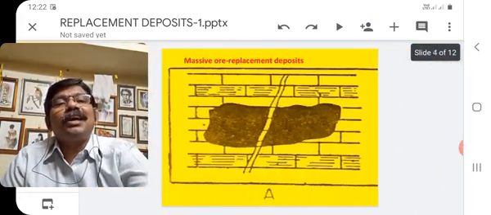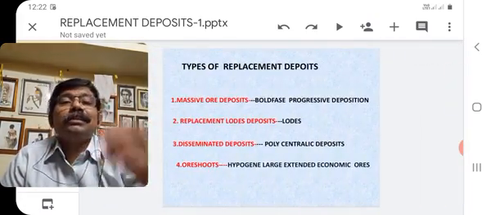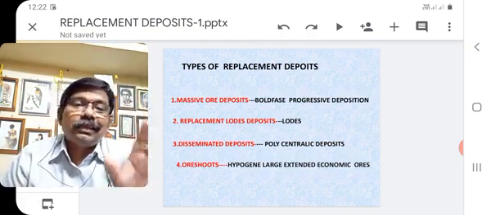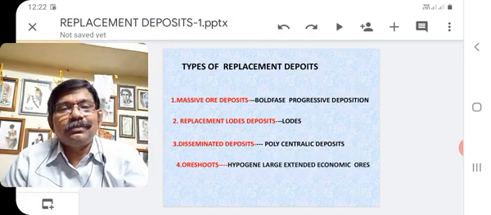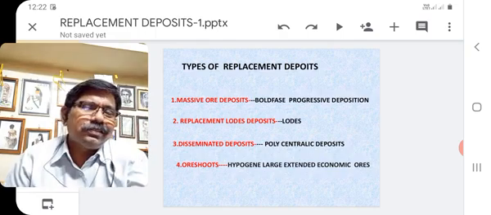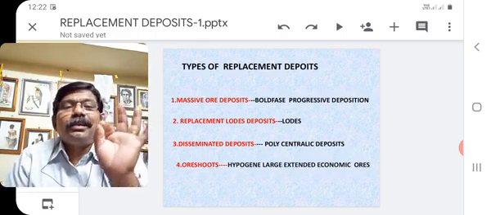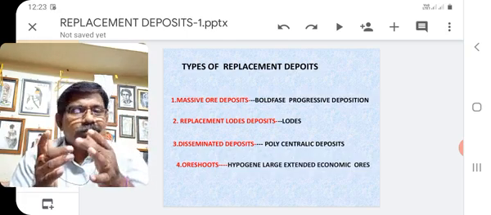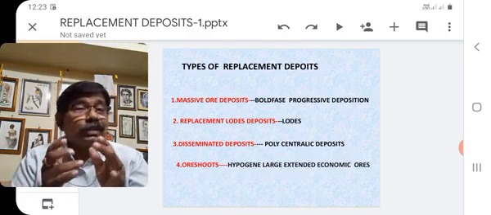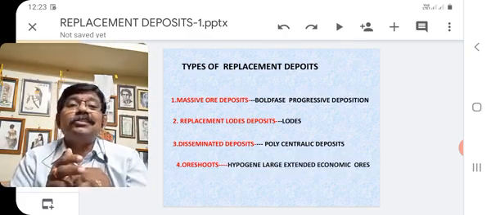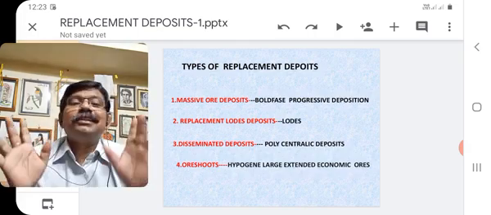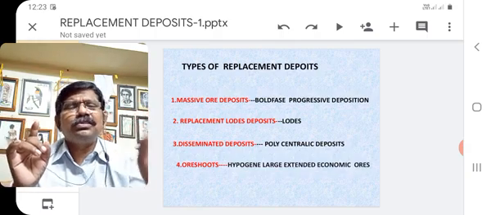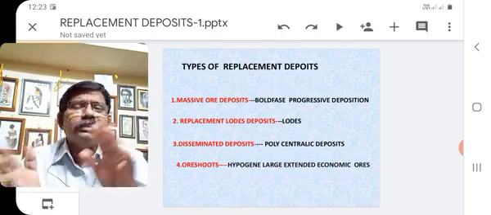Like this, totally we can say that only these replacement deposits we discuss today. Cavity filling deposits are left out because there are so many types of deposits, 13 types, and we would have to discuss them in one class. Replacement deposits have three or four types: massive ore deposits, again I am saying; replacement lodes, the second type; and disseminations or polycentric depositions. These three types you have to remember. It is better to remember overshoots along with this, right?